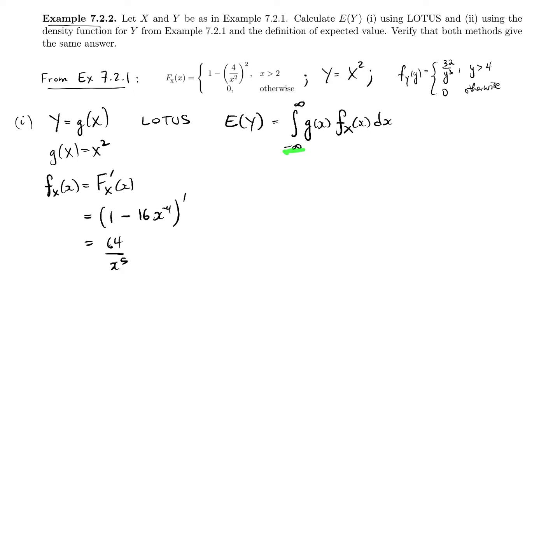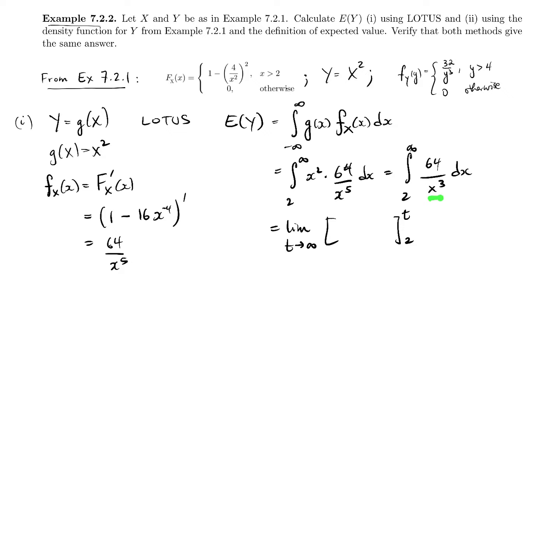So now, integrating from minus infinity to infinity, because the density is 0 below 2, is the same as integrating from 2 to infinity, and we have x squared, the g function, times 64 over x to the fifth dx, which, if we clean this up, is the integral from 2 to infinity of 64 over x cubed dx. So improper integral, we need to evaluate this as the limit as t goes to infinity of some antiderivative from 2 to t.